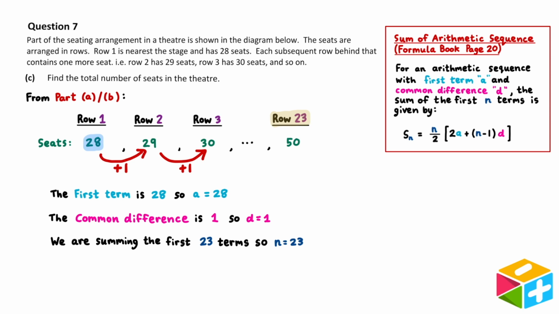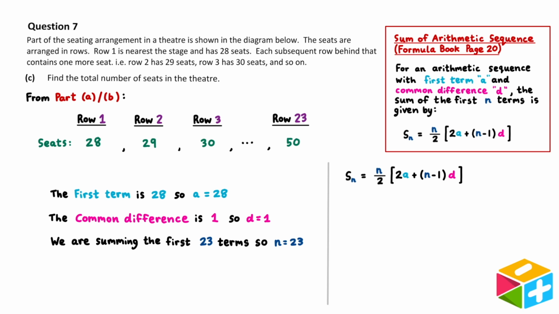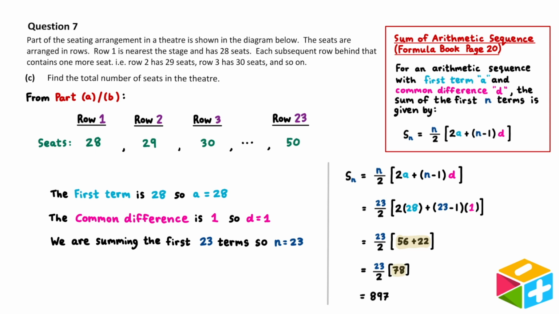So let's take our formula and sub in these values of a, d and n. 2 times 28 simplifies to 56, and 23 minus 1 times 1 gives us 22. 56 plus 22 is 78, and when we multiply this by 23 over 2, we get our final answer of 897.